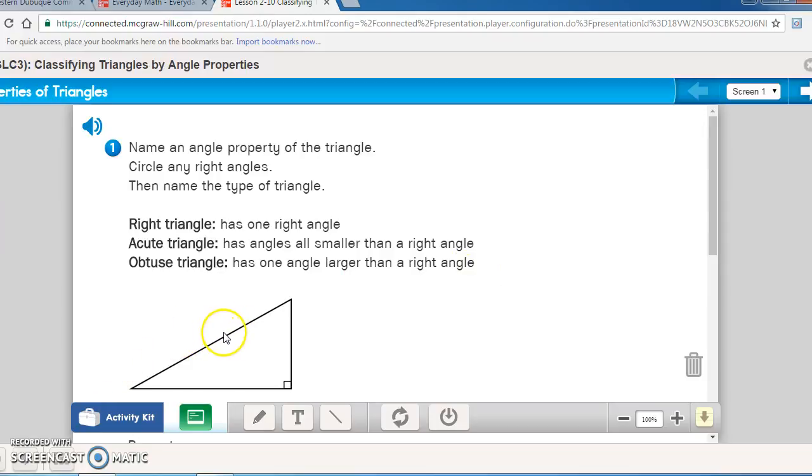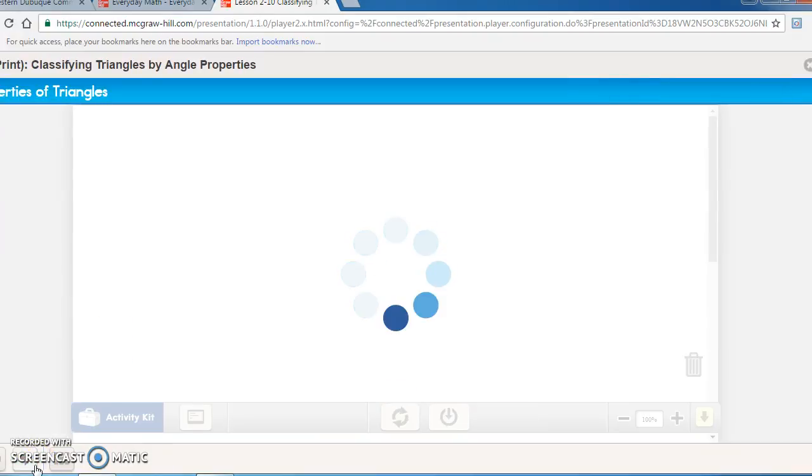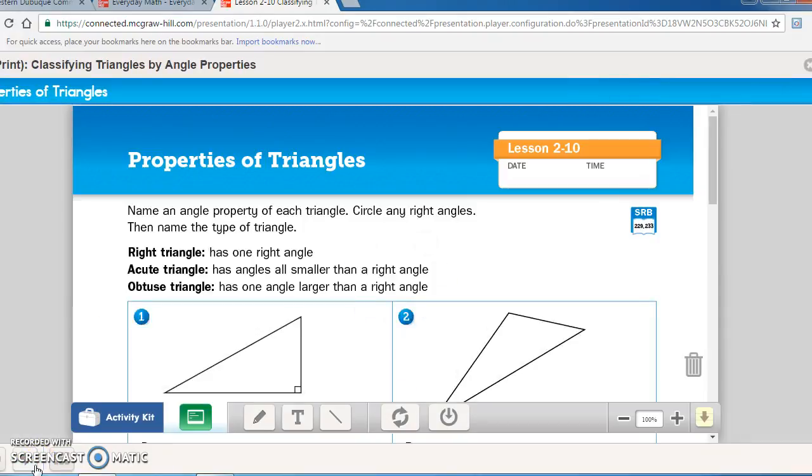Note there are other ways to classify triangles. An equilateral, again, triangle has equal sides. An isosceles triangle has at least two equal sides, and a scalene triangle has no equal sides.